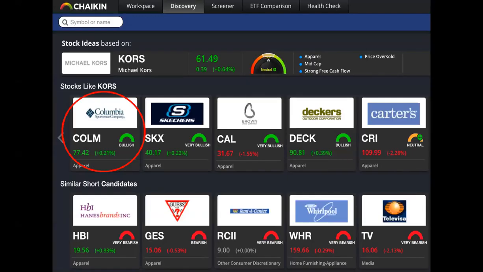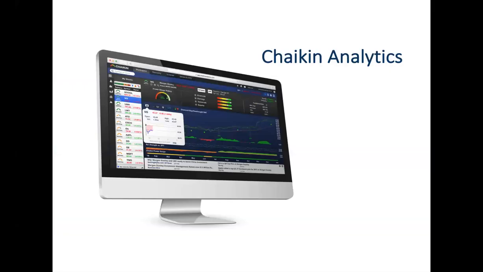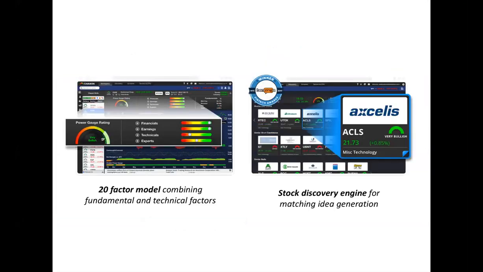But this is the power of using our stock discovery engine to generate new ideas. We went from very positive feelings about Michael Kors to finding a new name, Columbia Sportswear, that you might not be as familiar with, and also Skechers and Deckers and so forth. So the ideas engine is really powerful. Everything we've been looking at is what we call Chaikin Analytics for both iPad and desktop. And it incorporates our 20-factor model that Tom has come to use on a periodic basis, almost daily. Our stock discovery engine to find new ideas. You could seed it with a bearish stock like Advanced Micro and get other bearish semiconductor stocks, or you'll find Intel and some of the bullish semiconductor stocks.